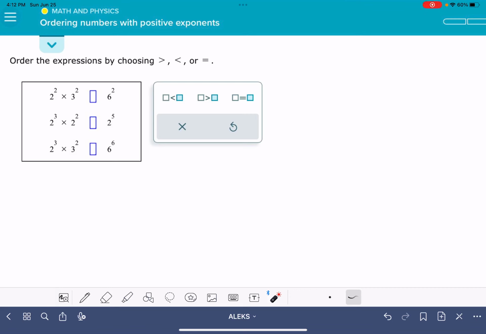In this video, I'll show you how to solve the ALEKS problem called ordering numbers with positive exponents. This problem is going to give you three relationships, and it's asking you to choose whether the left side is less than the right side or greater than the right side, or if the two sides are equal to each other. And this problem is going to help us practice a few different properties of multiplying numbers with exponents.